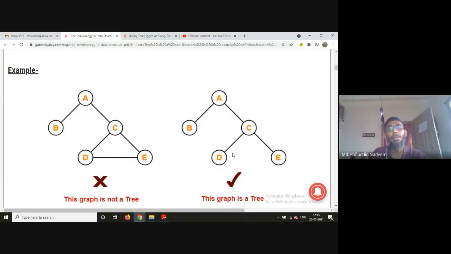Another example is given. In this particular figure there is a connection between D and E, so now we have a cycle, a circuit. So this is not actually a tree; in fact, it is a graph. Whereas in this other figure, we have a tree.